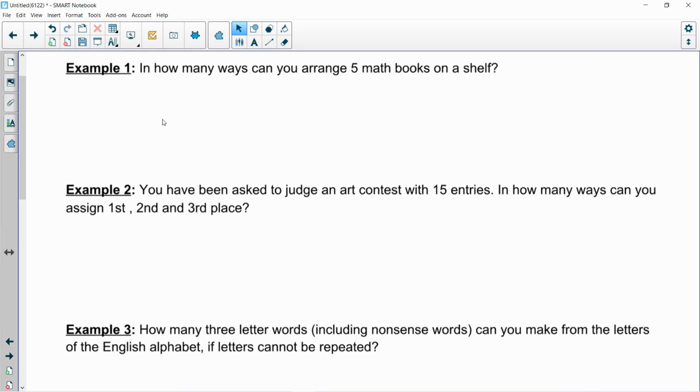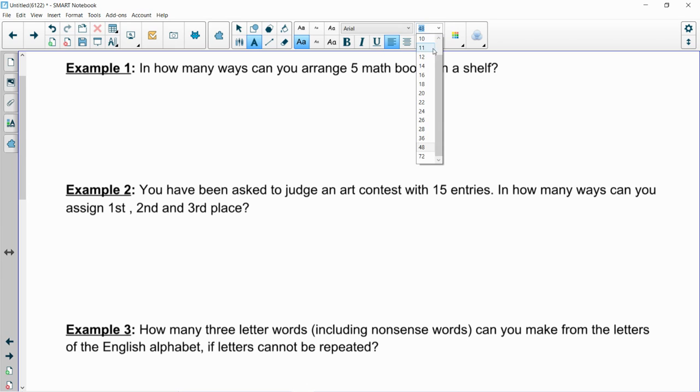We can arrange them in the order of 1, 2, 3, 4, 5, and that would be different than if we did 2, 3, 4, 5, 1. It's the same 5 books, but if we change the order, it's a different arrangement when you look on the shelf. So order does matter. So this certainly is a permutation. So why don't we note that to begin?